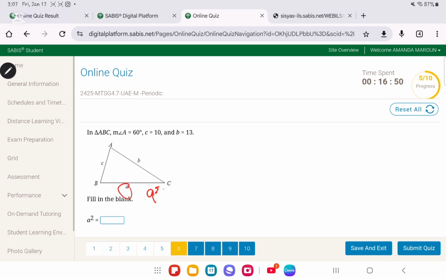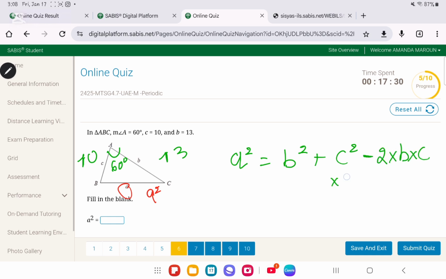Okay? A squared. And we are given what? We are given that C is 10, B is 13, and that the angle between them is 60 degrees. Again, if we are looking for the third side, which in this case is a squared, it is gonna be equal to side 1 squared. So let's say it's b squared plus c squared, minus 2 times the side times cosine of the angle in between them, which is 60 in this case.